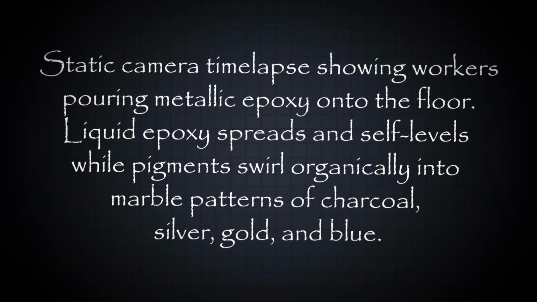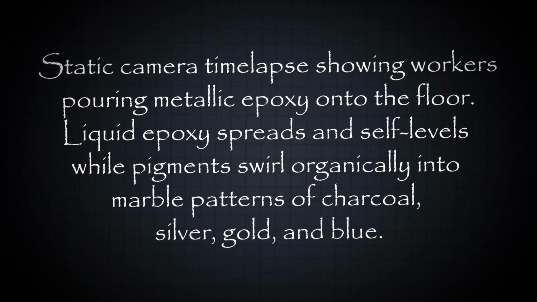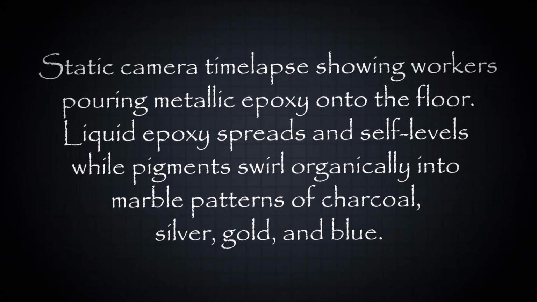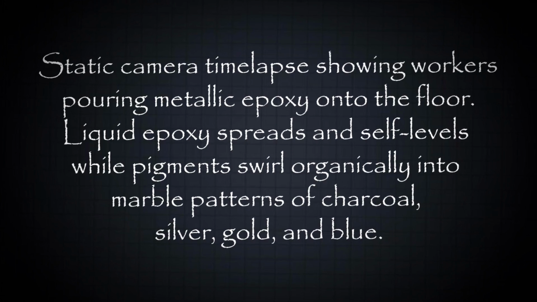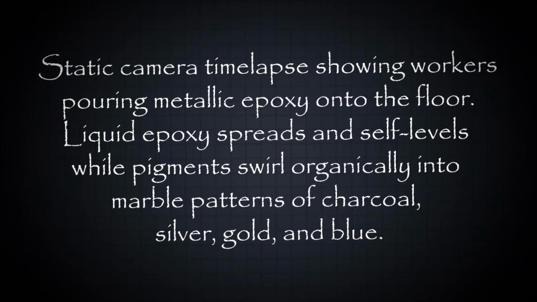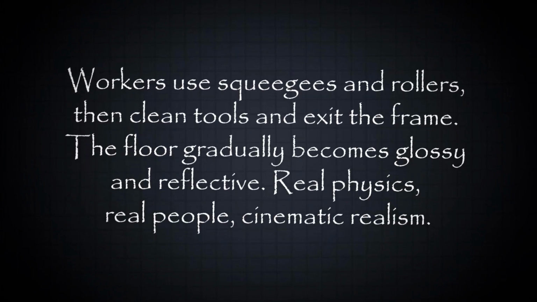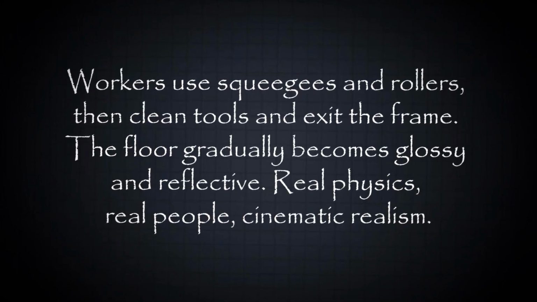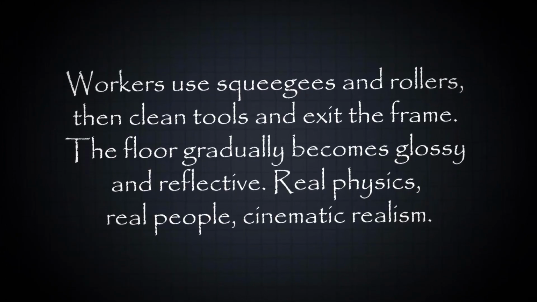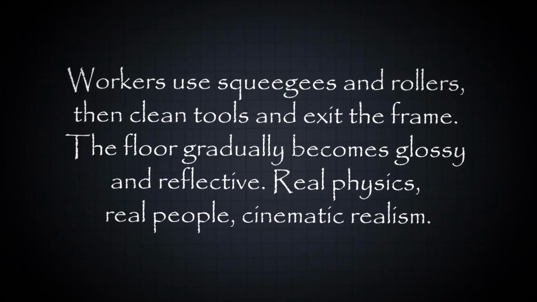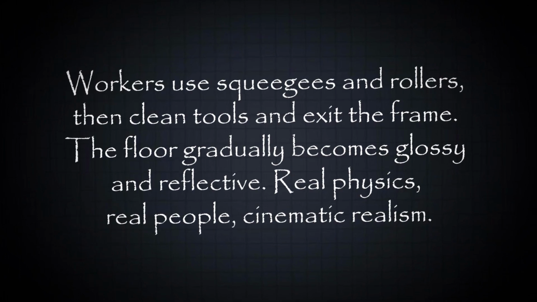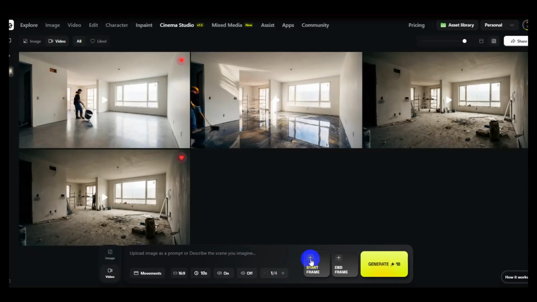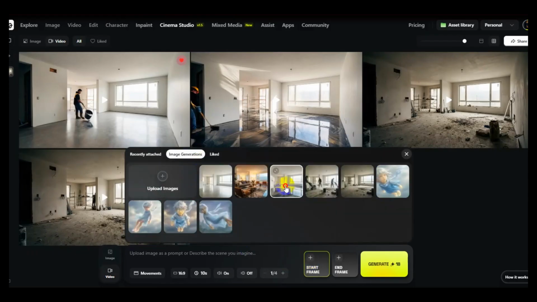Then, prompt: Static camera time-lapse showing workers pouring metallic epoxy onto the floor. Liquid epoxy spreads and self-levels while pigments swirl organically into marble patterns of charcoal, silver, gold, and blue. Workers use squeegees and rollers, then clean tools and exit the frame. The floor gradually becomes glossy and reflective. Real physics, real people, cinematic realism. Generate, repeat for all scenes. See how this workflow saves hours?